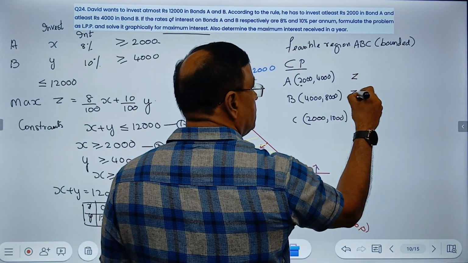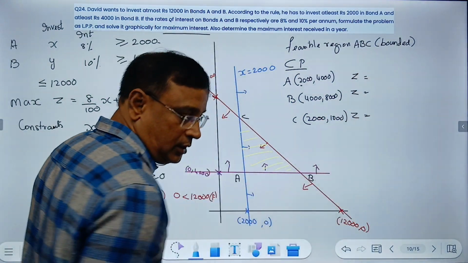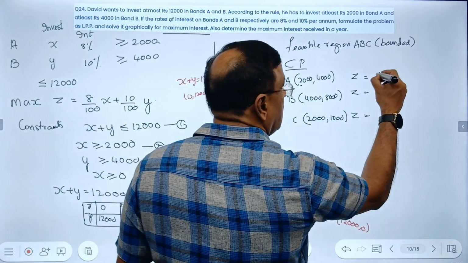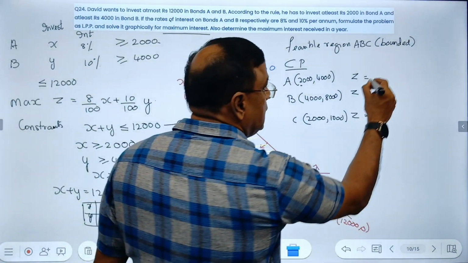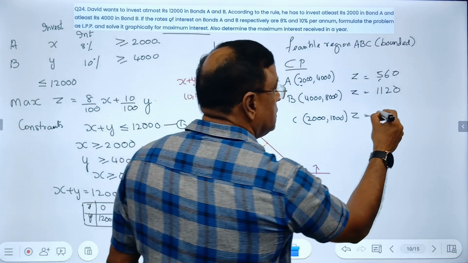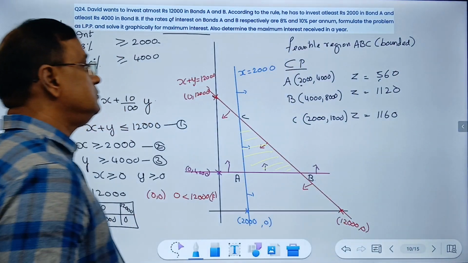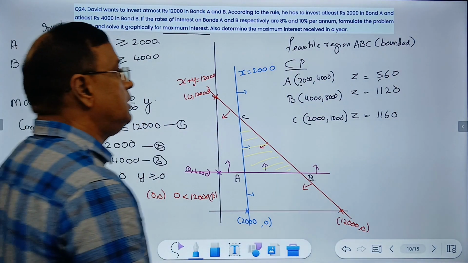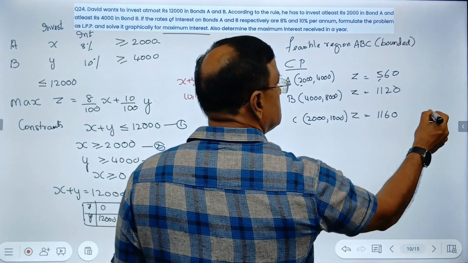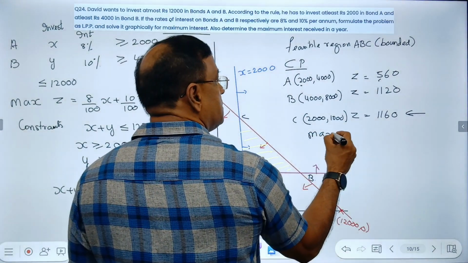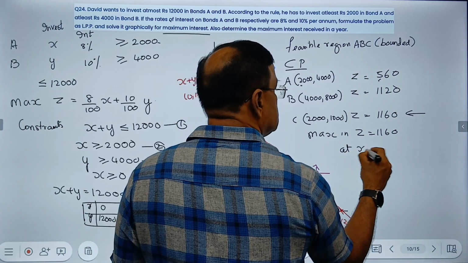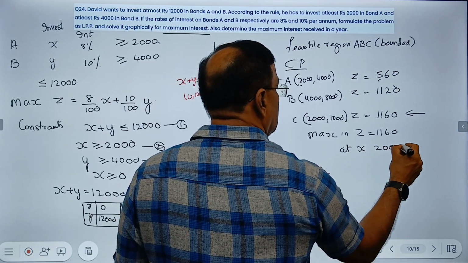So what are the z values? The z values are 560, 1120 and 1160. Okay, so obviously the question is to receive maximum interest, right? So the maximum interest is Z equal to 1160 at x is 2000 and y is 1000.